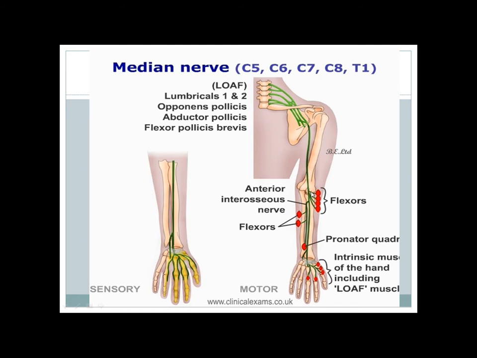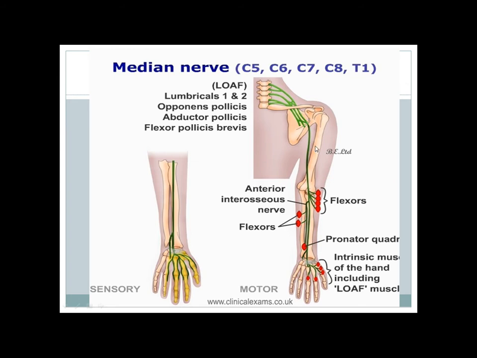It goes between the two heads of pronator teres muscle and then goes into the forearm, between the superficial and deep flexors, and then it runs through the flexor retinaculum, also known as carpal tunnel, and supplies the intrinsic muscles of the hand. So that's the basic or gross course of the median nerve.